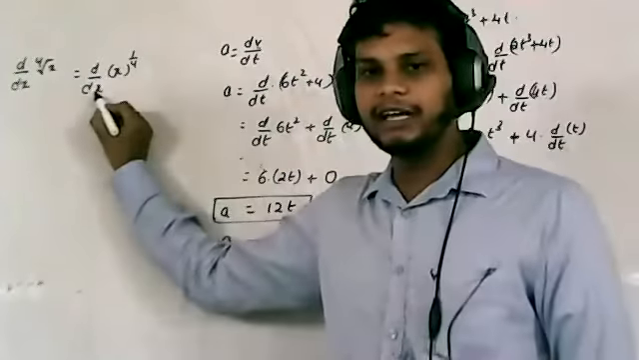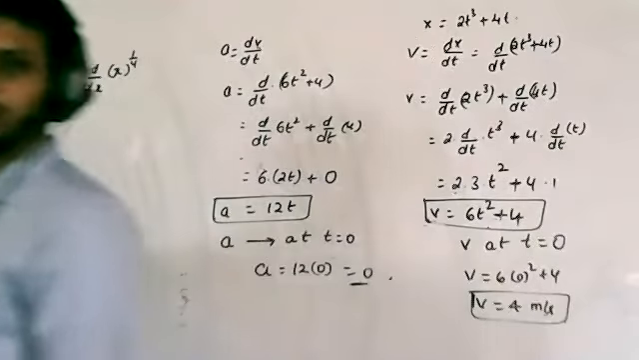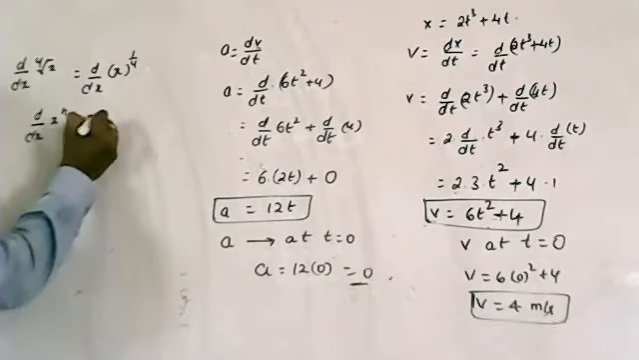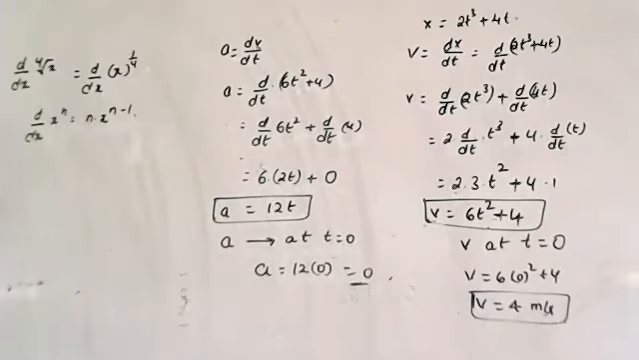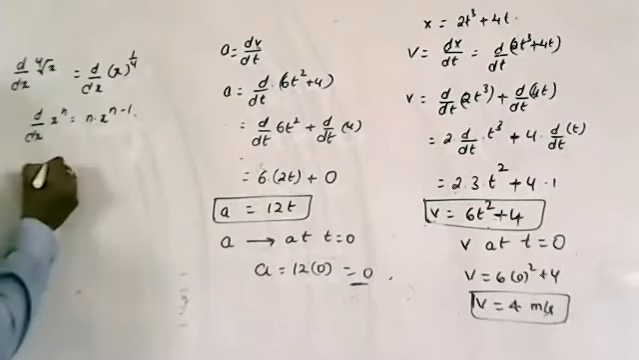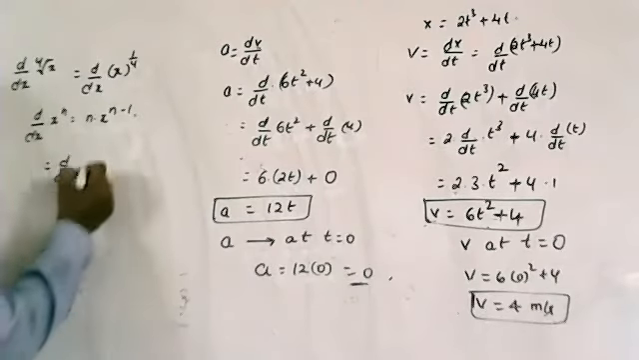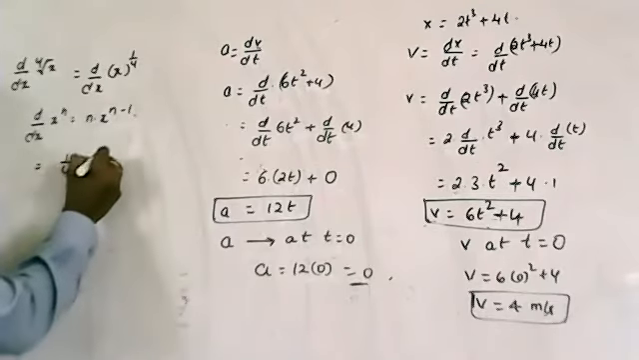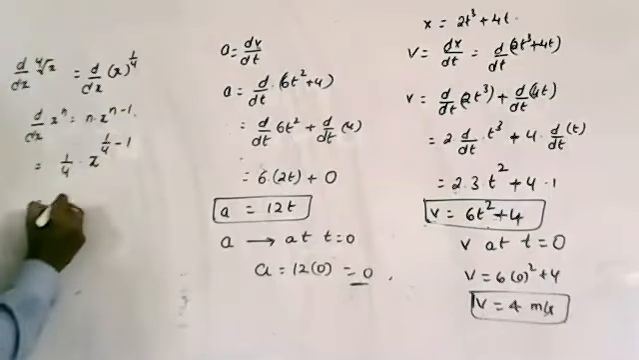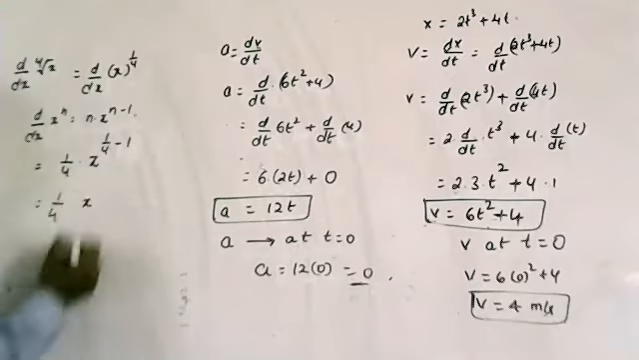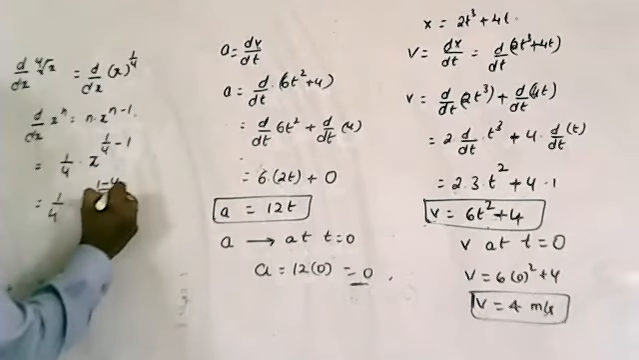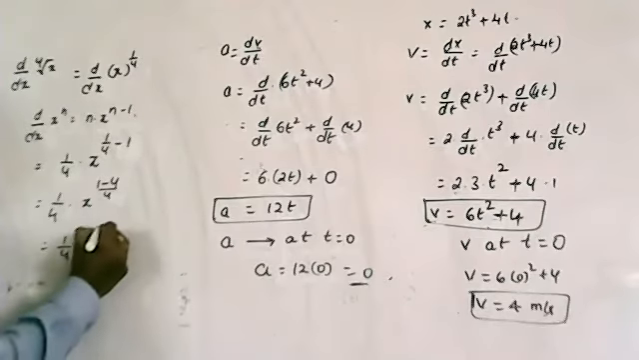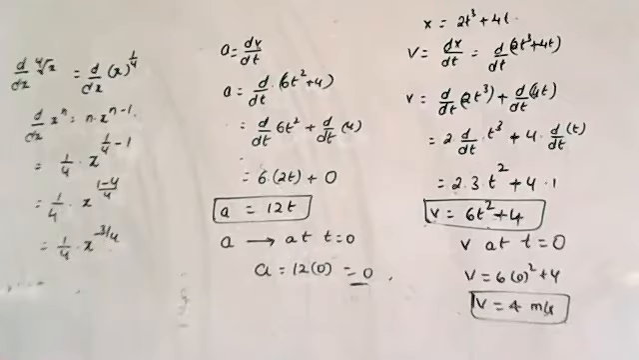What is that formula? d by dx of x to the power of n. What is the formula for d by dx of x to the power of n? It is n into x to the power of n minus 1. Now I will write it this way: n value is 1 by 4, x to the power of 1 by 4 minus 1. That is 1 by 4 into x to the power of 1 minus 4 by 4. If you take the LCM, this value is 1 by 4 into x to the power of minus 3 by 4. So this is the answer.